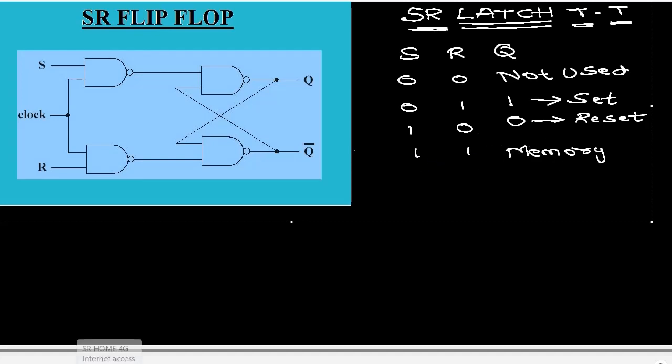Now, coming to SR flip-flop, in the SR flip-flop we have an SR latch. This is the SR latch. These two NAND gates represent the SR latch. The SR latch means the cross-coupled outputs, set and reset latch. The outputs are Q and Q bar. We connect the SR latch with two NAND gates and a clock pulse, and that is the SR flip-flop.